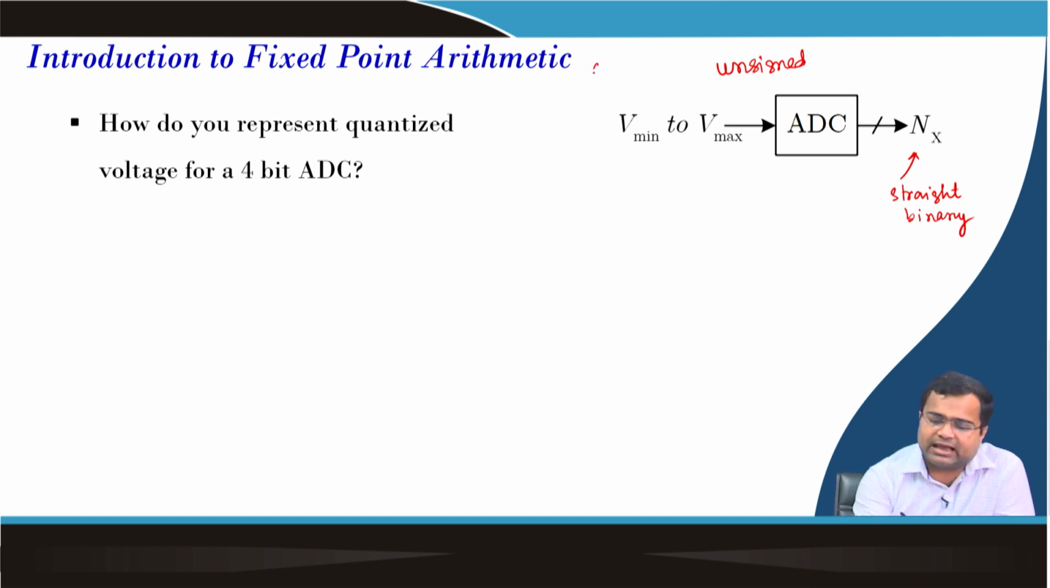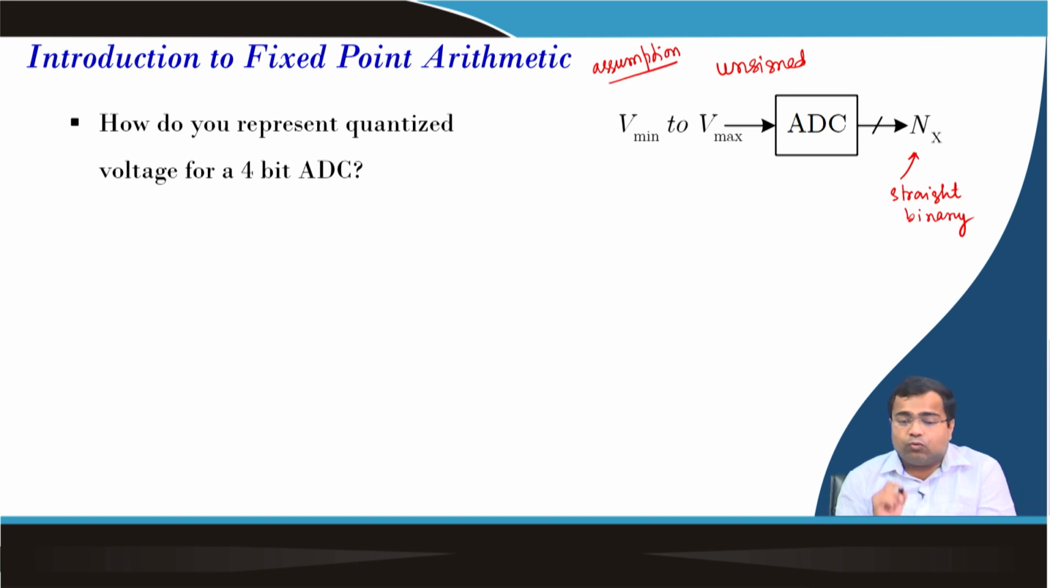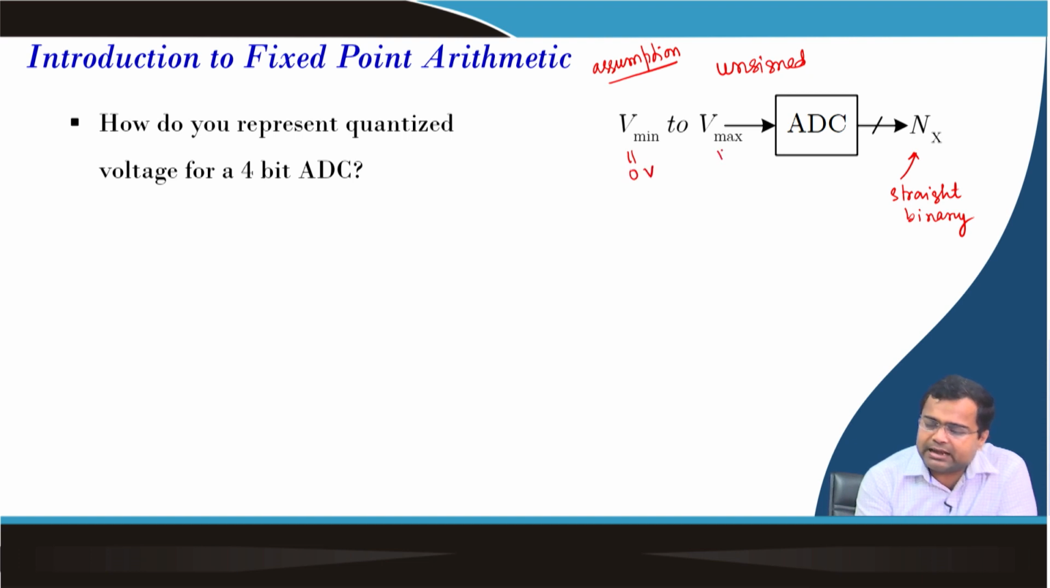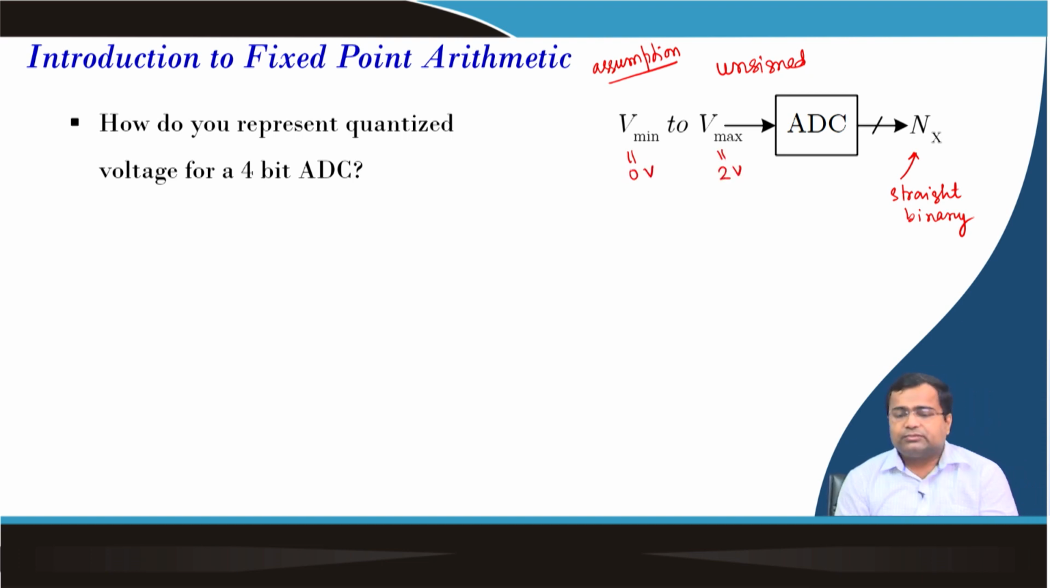Assumption. So, this is an assumption. What is the minimum value? Let us say it varies between 0 volt and 2 volt. That means we are dealing with an analog signal, where this is the analog input, and we are getting a corresponding output. Now, I want to write this data such that I will get the quantized value.